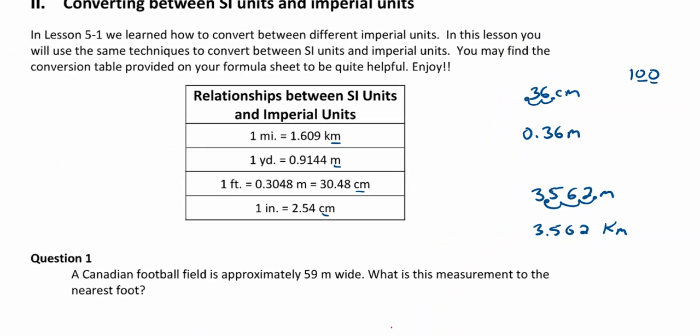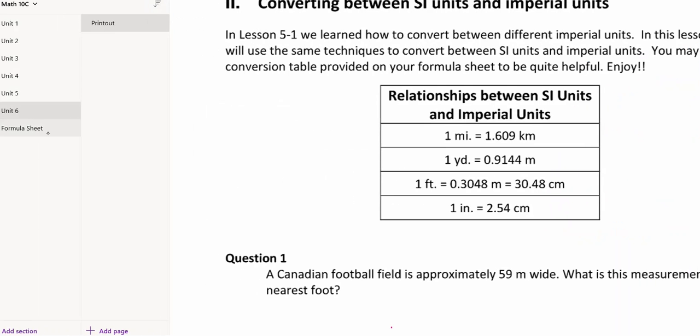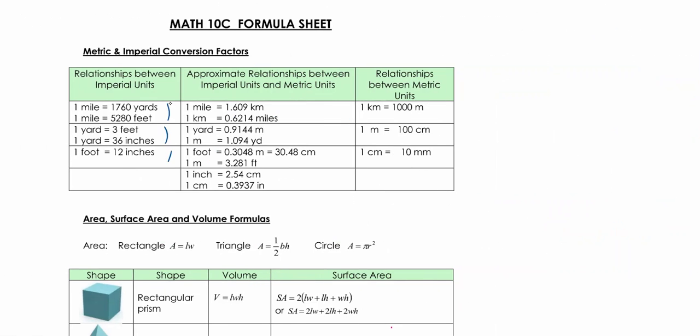But now these ones are converting imperial to SI, so there are different conversion factors that we'll need. You have these on your formula sheet as well. Let's look at them. On your formula sheet, we're looking at the relationship between imperial and metric. Notice they give you different ones: 1 mile is equal to this many kilometers, or 1 kilometer is equal to this many miles. It doesn't matter which one you use. It just depends on whether you're multiplying or dividing by the number in the end, but they give you both.